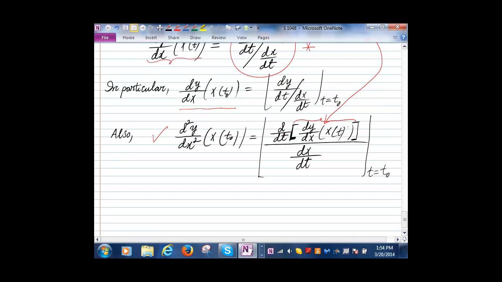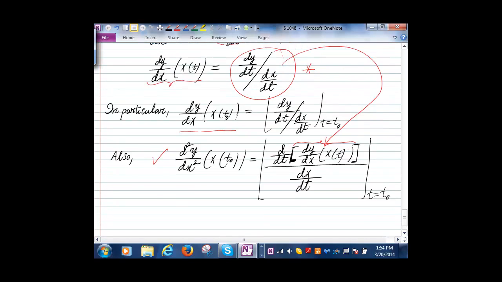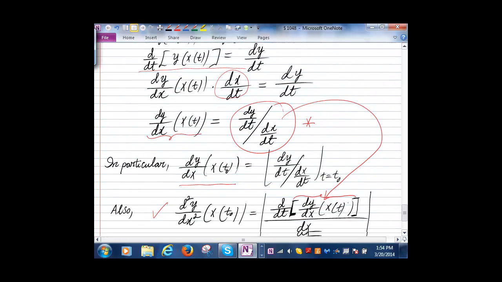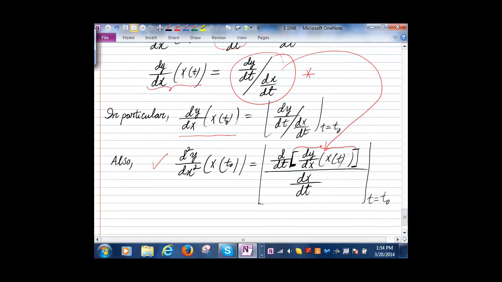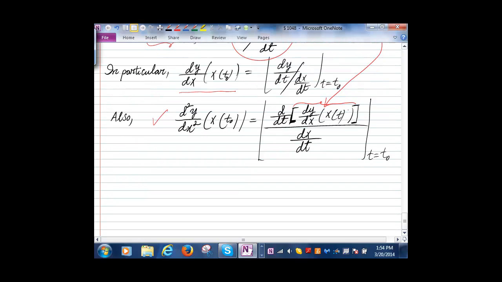Everybody is okay with that? I guess if I do an example, that's going to make it clear. Were you guys able to write it down? So let's look at an example now, instead of seeing this abstractly.